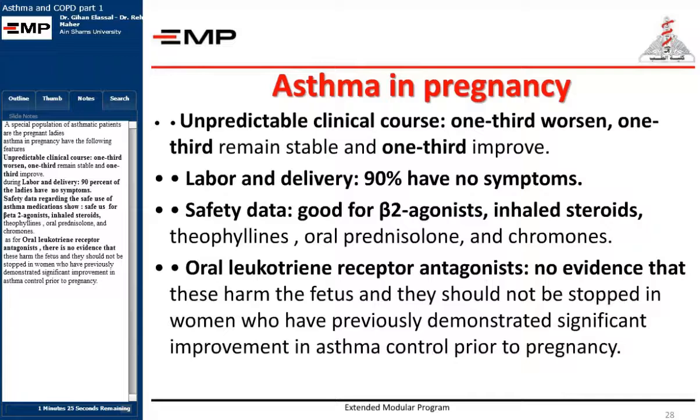Asthma in pregnancy has the following features: unpredictable clinical course, 1/3 worsen, 1/3 remain stable, and 1/3 improve. During labor and delivery, 90% of the ladies have no symptoms. Safety data regarding the use of asthma medications show safe use for beta-2 agonists, inhaled steroids, theophylline, oral prednisolone, and chromones. As for oral leukotriene receptor antagonists, there is no evidence that these harm the fetus, and they should not be stopped in women who have previously demonstrated significant improvement in asthma control prior to pregnancy.